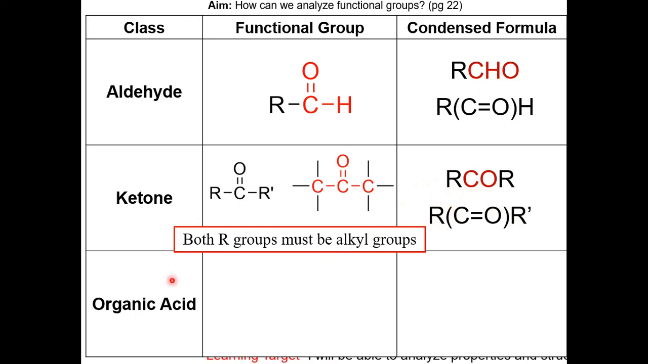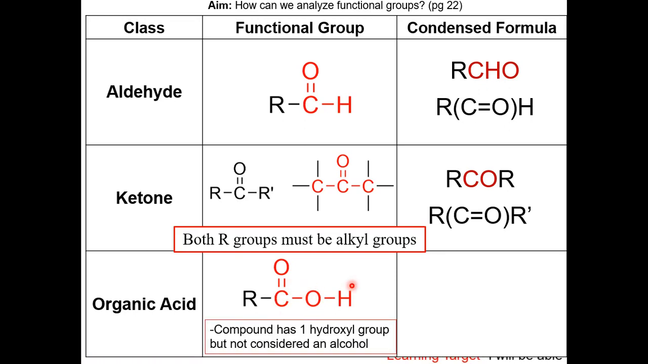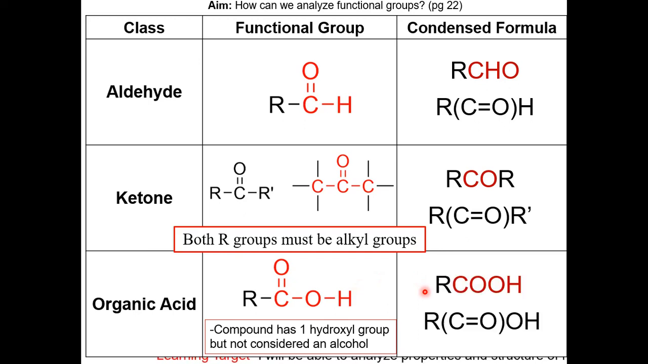The next class of organic compound is organic acid. The functional group of organic acid is C double bond O, and the hydroxy group is bonded to the carbon. Even though there's an OH group, this is not considered an alcohol. This is considered organic acid. Organic acids are different classes of compounds than alcohols. They have different properties. The condensed formula for organic acid is RCOOH or R, C double bond O, OH.